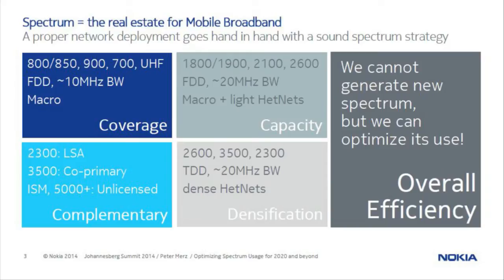So that always goes hand in hand: whenever an operator does a spectrum strategy, he also needs to do that properly together with the network deployment strategy. Because the spectrum you utilize decides how you deploy it. And as we all know, in mobile communication the network starts with providing basic coverage. And here the spectrum below 1 gigahertz comes into play, which is predominantly used by means of frequency division duplex, and where we have to deal with a rather limited amount of available bandwidth.